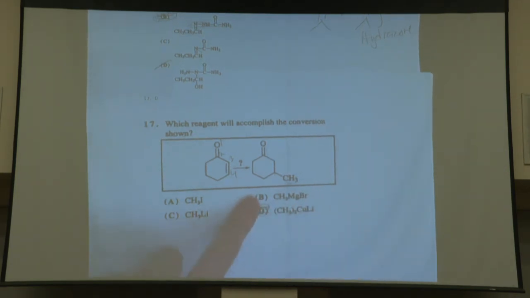Where would the Br add? I'm sorry, the MgBr, the Grignards add. It's going to add at the carbonyl, right? It's going to give you that alcohol with the CH3 substituent on it.